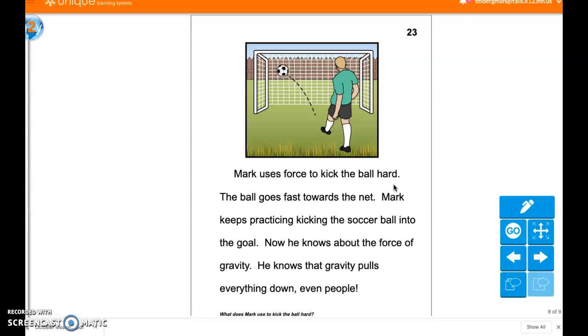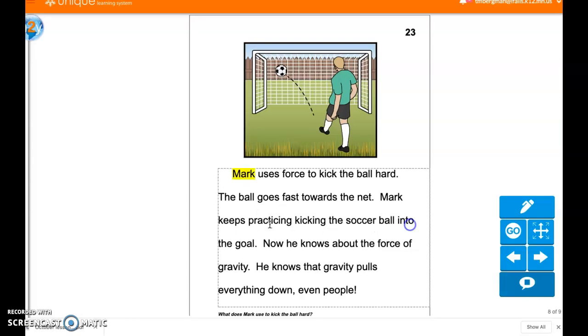Mark uses force to kick the ball hard. The ball goes fast towards the net. Mark keeps practicing kicking the soccer ball into the goal.